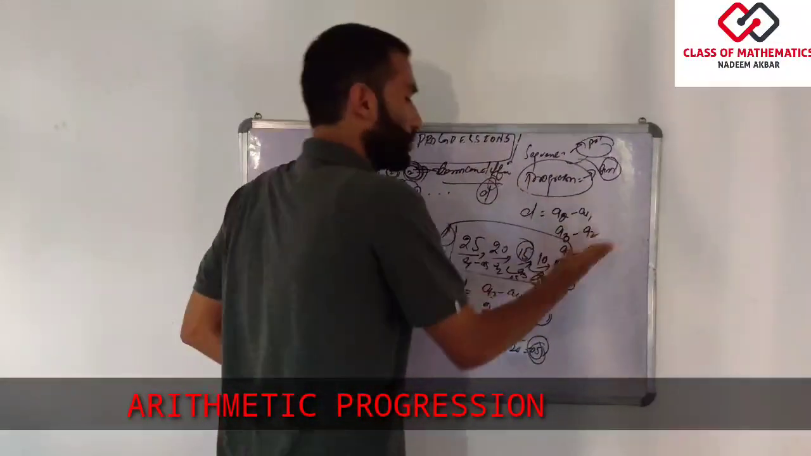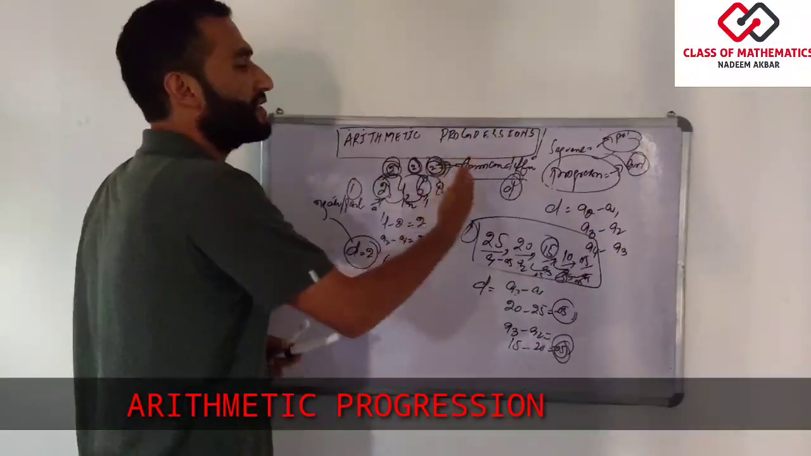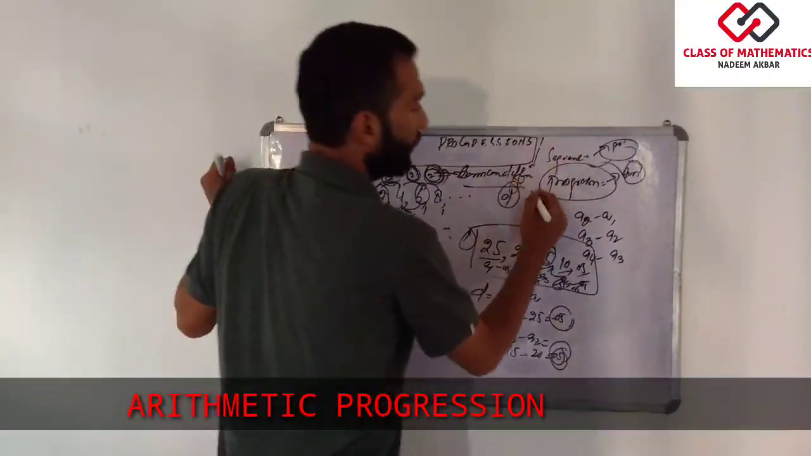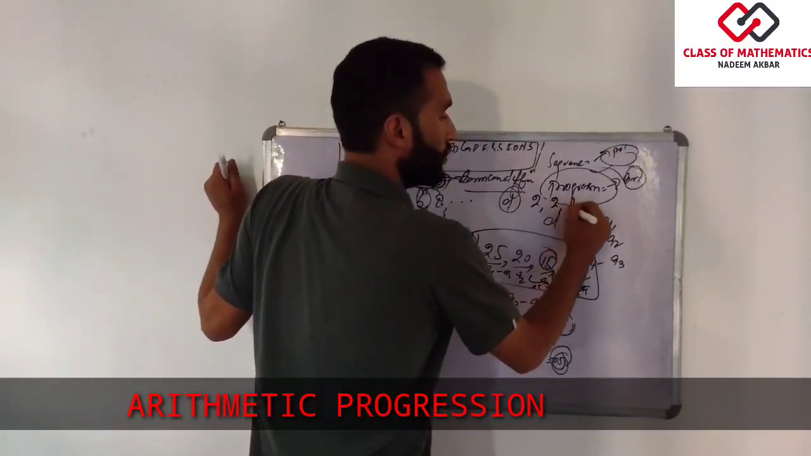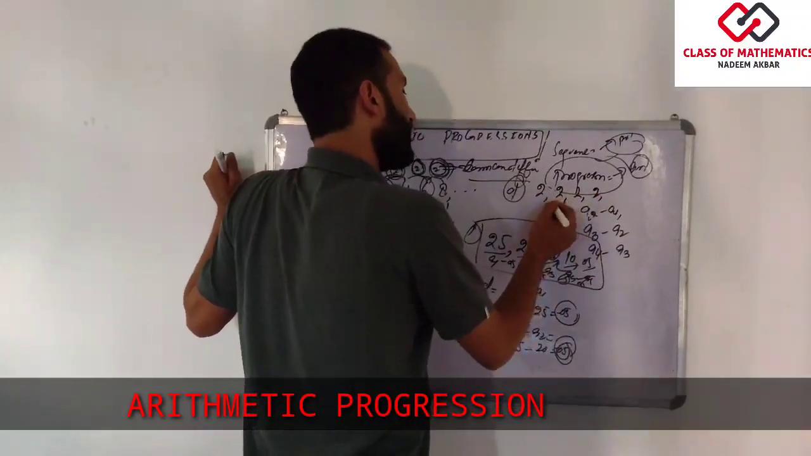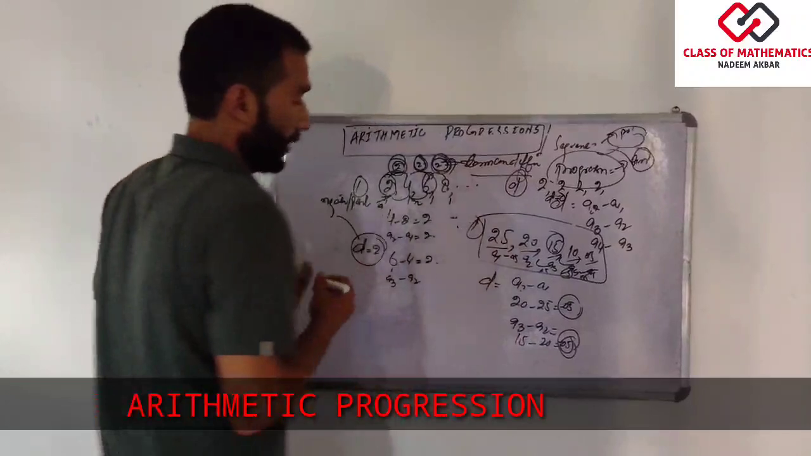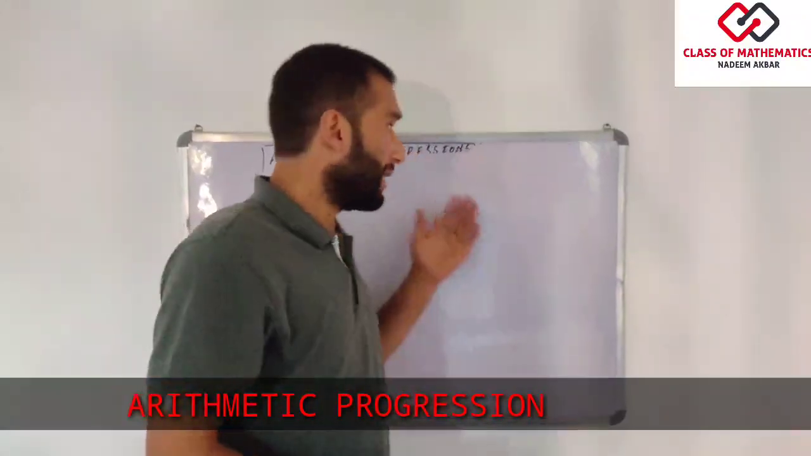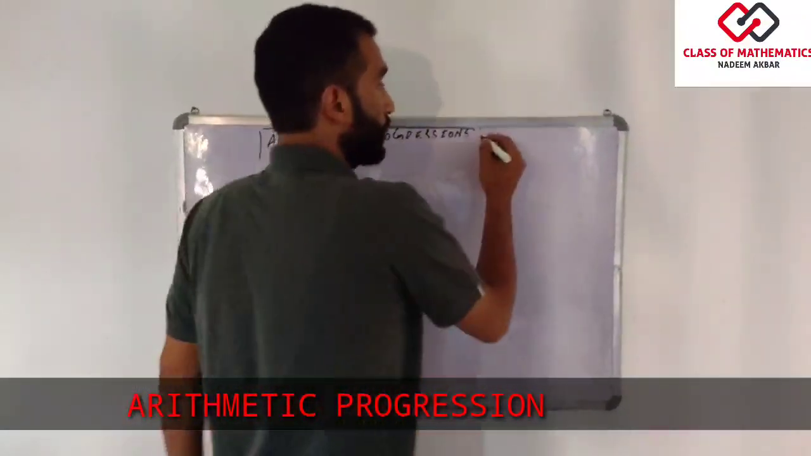This D may be positive, this D may be negative. It may sometimes be 0, like we have 2, 2, 2, 2. If you look here, the common difference is 0. Now here we have studied three things.